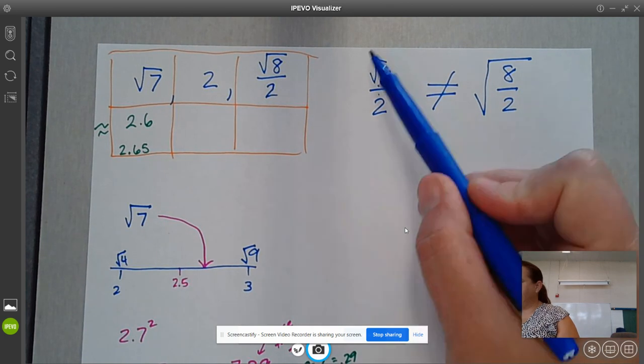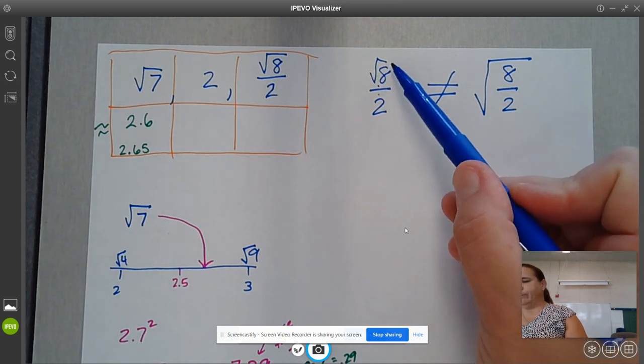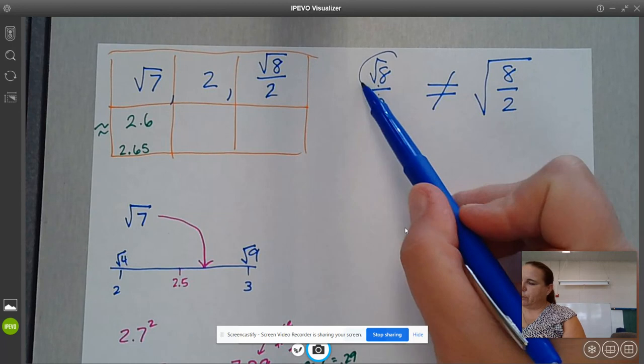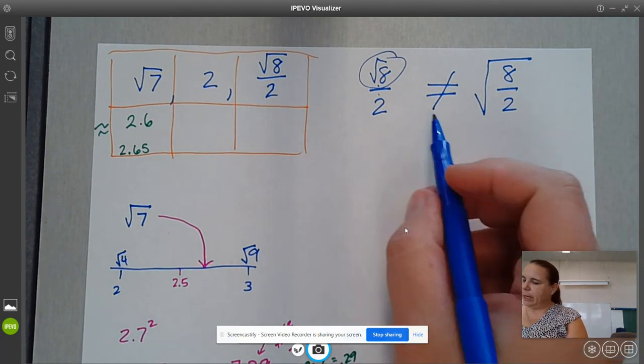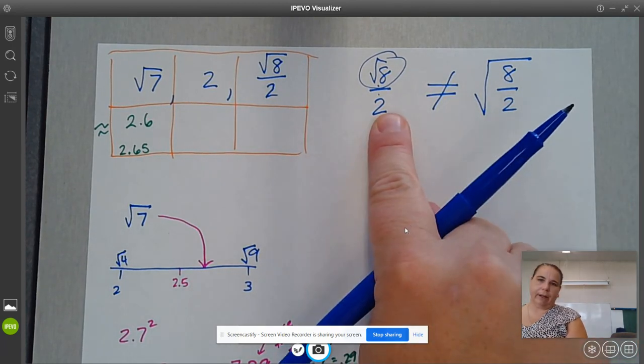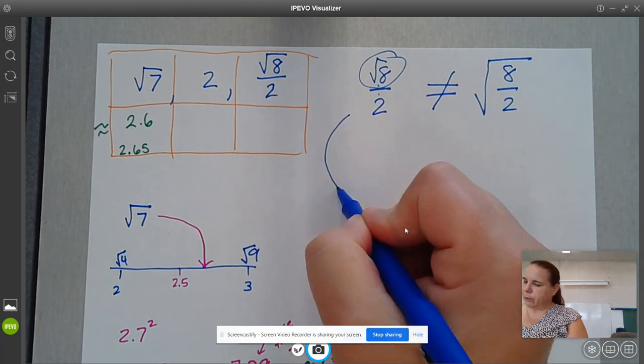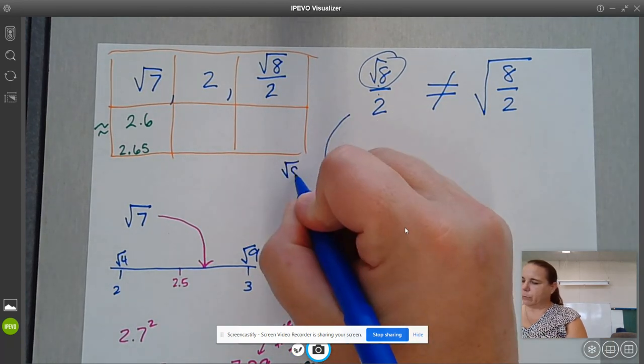Okay, so these details really matter. This is the square root of 8 over 2. The first thing we have to do is estimate the square root of 8, and then come back and figure out what we're going to do here. So the first step is to figure out what the square root of 8 is.